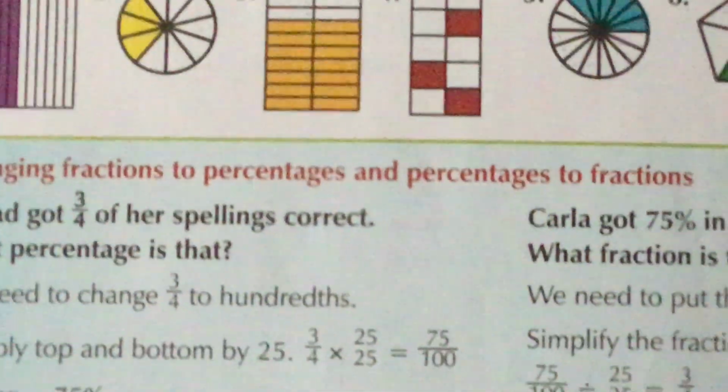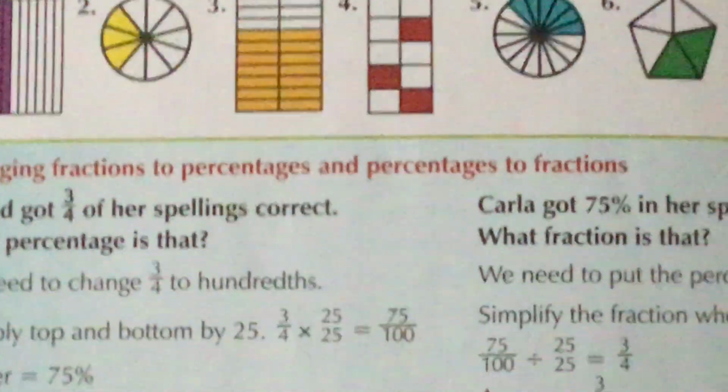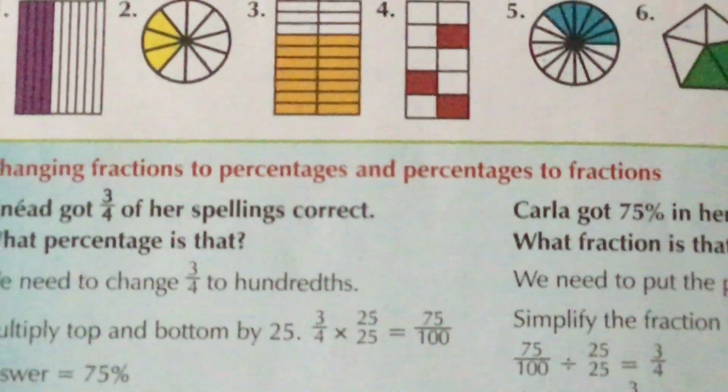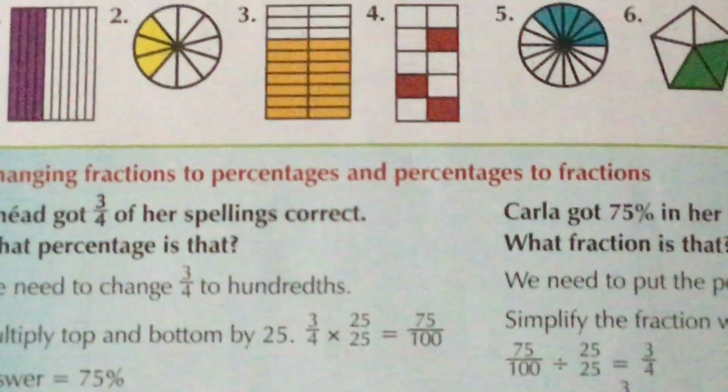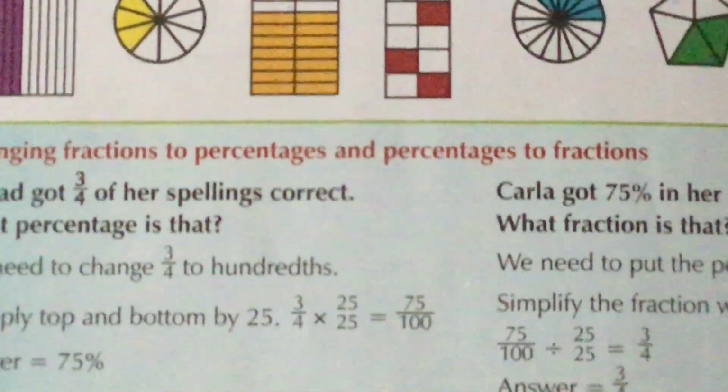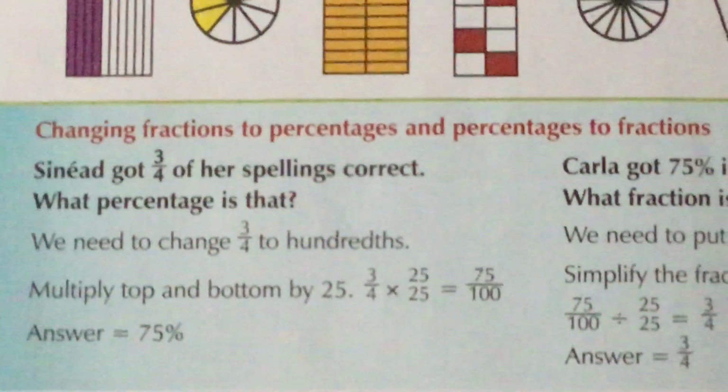Why are they changing it to hundreds? Because it's 100%. That's why they're changing. They're multiplying the denominator by 25 to make 100. And what you do to the bottom, you do to the top. So they must multiply the numerator 3 by 25. Okay, guys? Just look at that again.